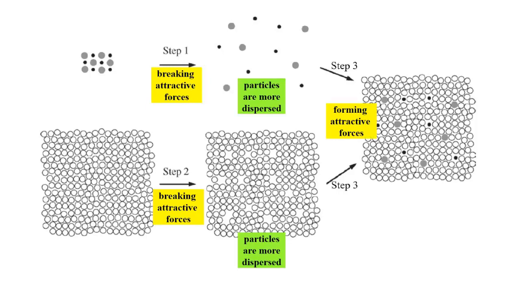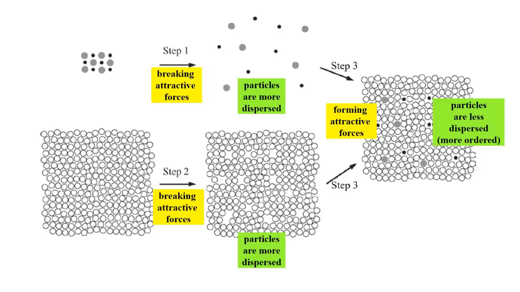But then in step 3, we are forming attractive forces between the particles of the solute and the particles of the solvent. So forming attractive forces is an exothermic process. That's a negative delta H. And now the particles are slightly less dispersed or more ordered. That would be a negative delta S.